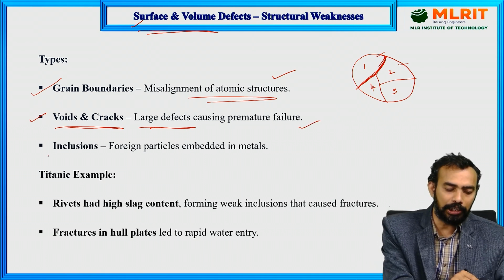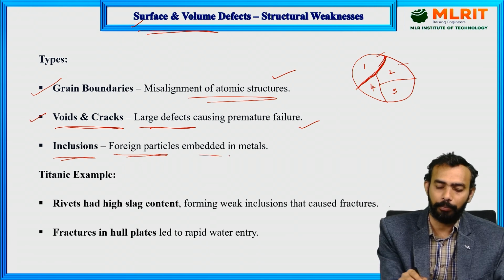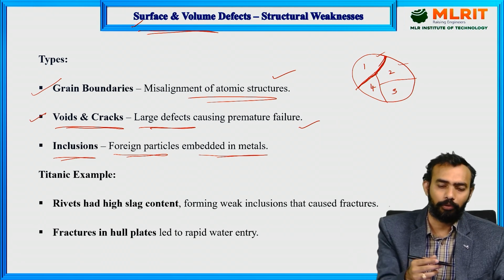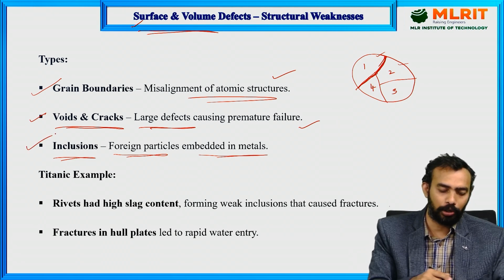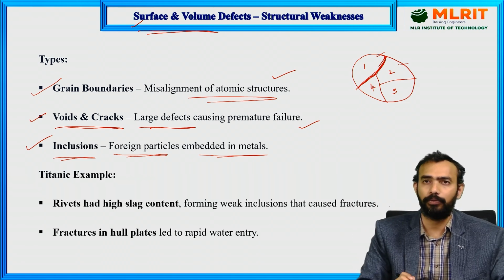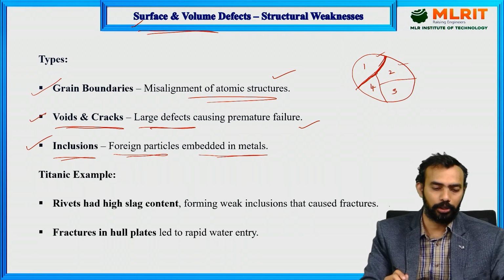Inclusions can be any foreign particles that you embed into the metals. If you embed any foreign particles into the metals, that is also a classic case of volume defect. At the volume level, we are incorporating foreign materials into the metal, and that also causes volume-level defects. So these are examples of volume and surface defects.